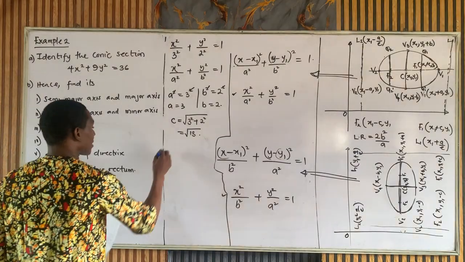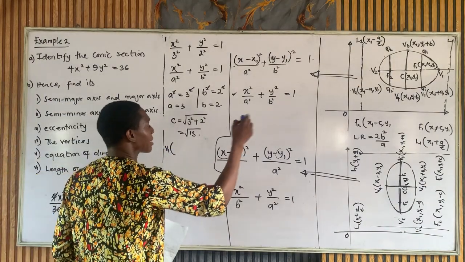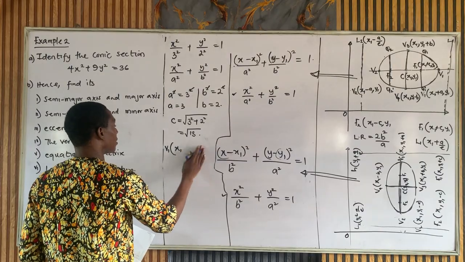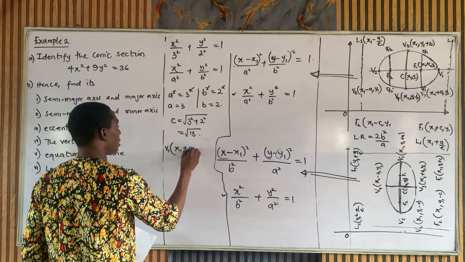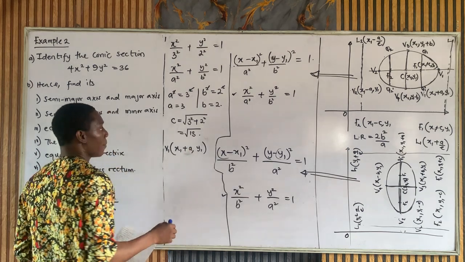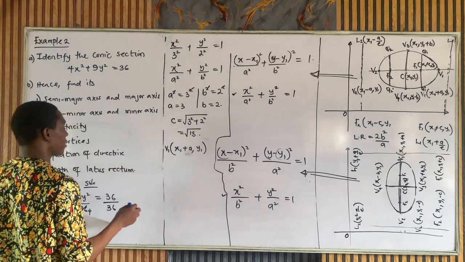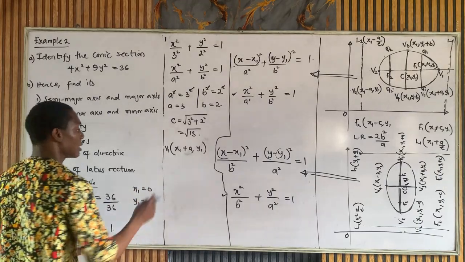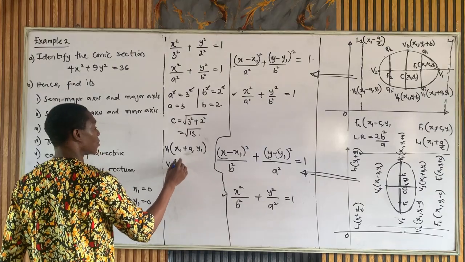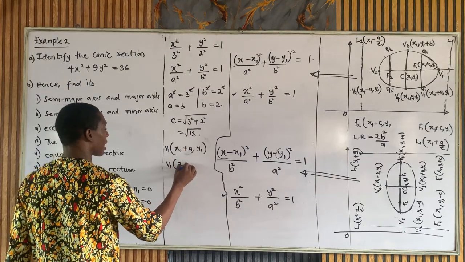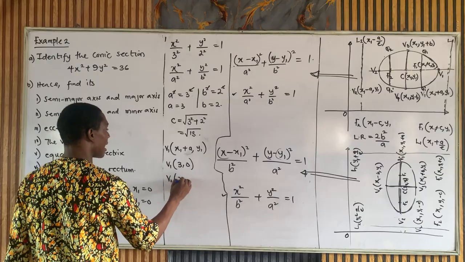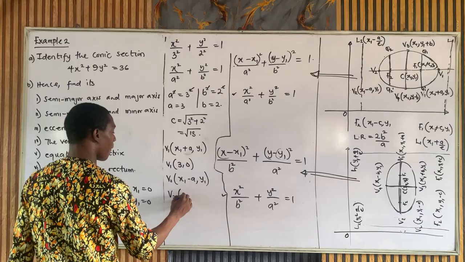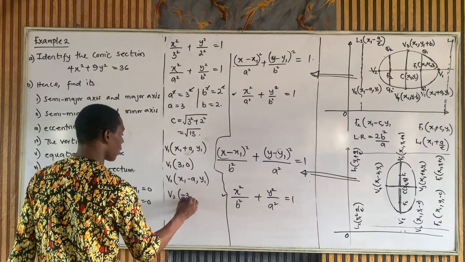Now let's get our vertices. Remember, our V1 in this case is x1 plus a, y1. But since the center is at the origin, we can say that x1 is 0 and y1 is 0. So since our a is 3, V1 is 3, 0. And our V2 is x1 minus a, y1, and that will give us V2 equal to 0 minus 3, that's minus 3, 0.